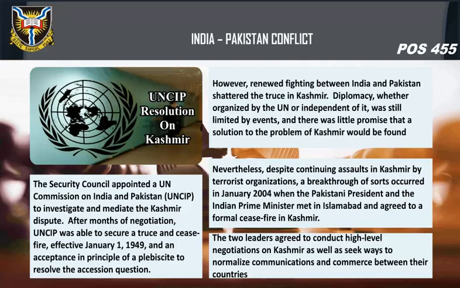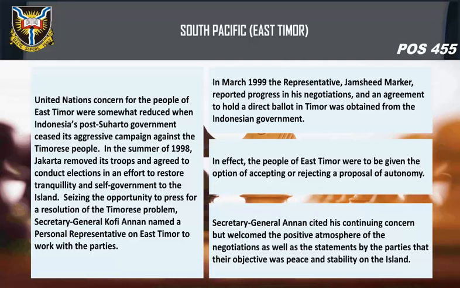Nevertheless, despite continuing assaults in Kashmir by terrorist organizations, a breakthrough of sorts occurred in January 2004 when the Pakistani president and the Indian Prime Minister met in Islamabad and agreed to a formal ceasefire in Kashmir. The two leaders agreed to conduct high-level negotiations on Kashmir, as well as seek ways to normalize communications and commerce between their countries. South Pacific, East Timor.